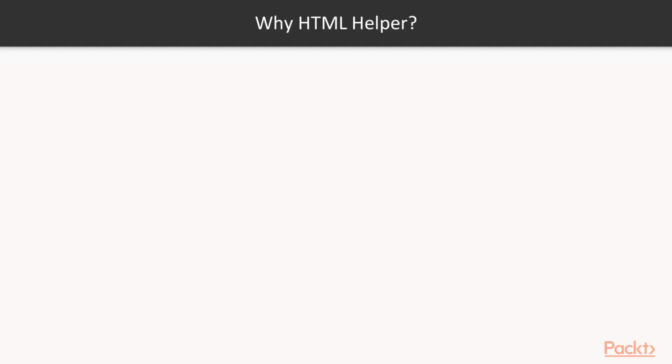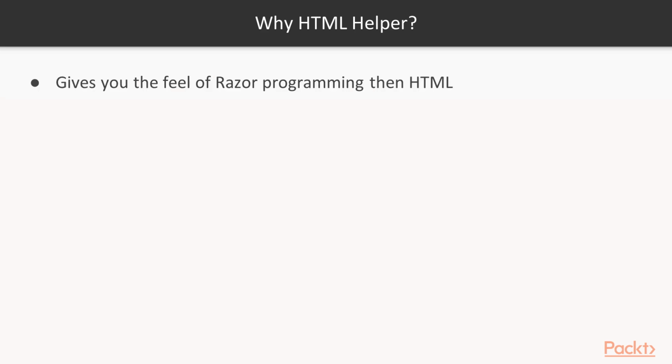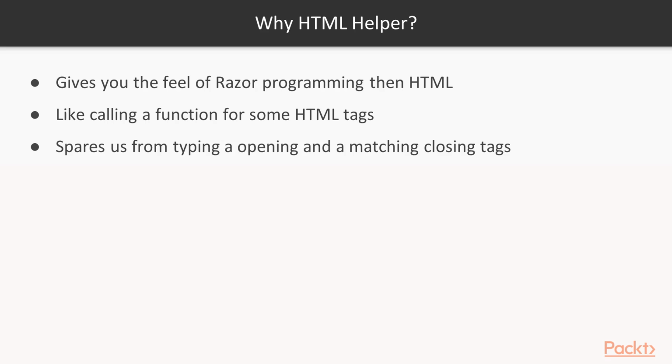Programming HTML in views with the HTML helpers gives you more of the feeling of Razor programming than HTML programming. It is like calling a function for some HTML tags that will generate the tags for you based on the parameters you provide, so you don't have to type the tags yourself. It spares you from typing an opening and a matching closing HTML tag if that annoys you. The HTML helpers have various overloaded methods that cover almost all scenarios you might need. Your view will end up looking more like C# code than HTML markup.